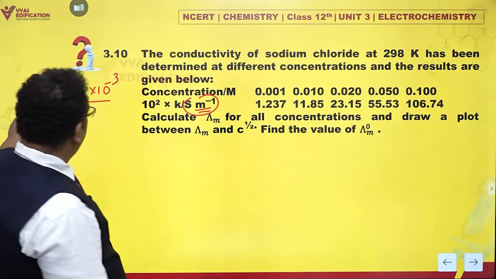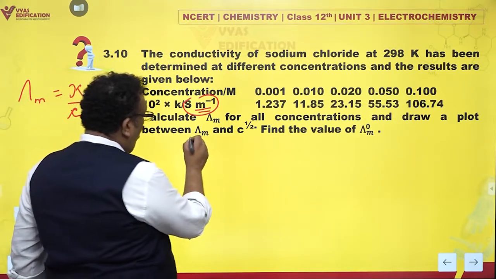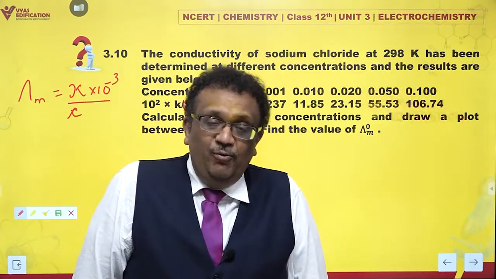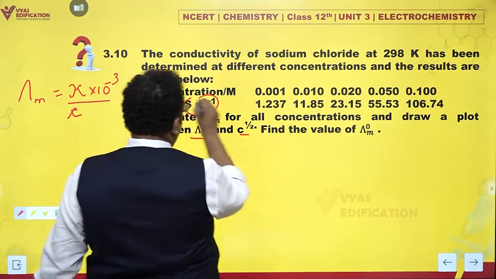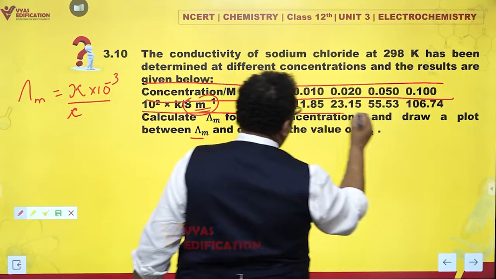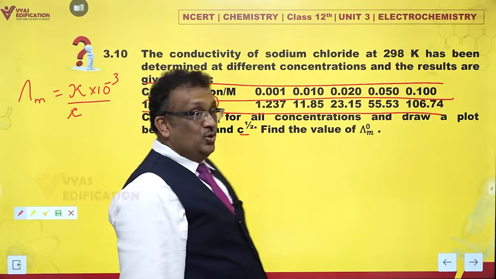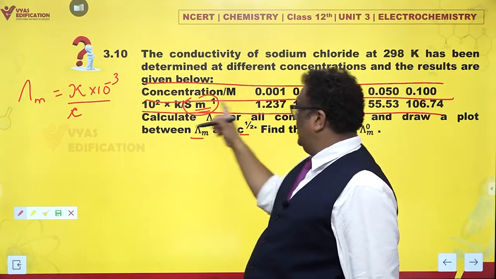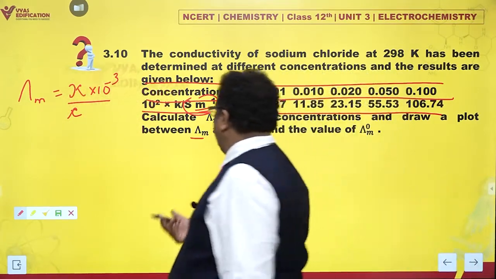So using that, can I find lambda m for various concentrations? Yes. And I'm supposed to plot lambda m versus root c. So I would prepare one more table in parallel with the table I'm already given, calculating lambda m and root c. So kappa has to be multiplied by 10 to minus 3. We already have 100 times kappa as this. Let's start. We'll substitute and calculate.